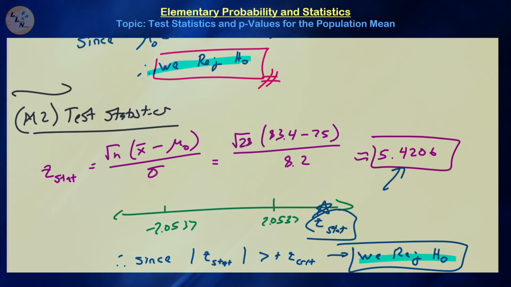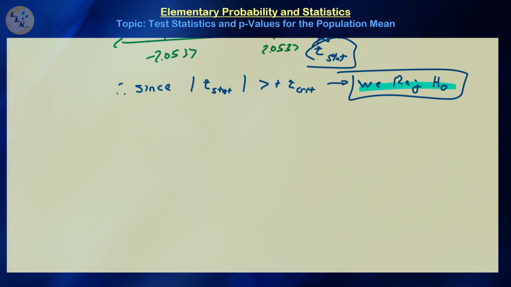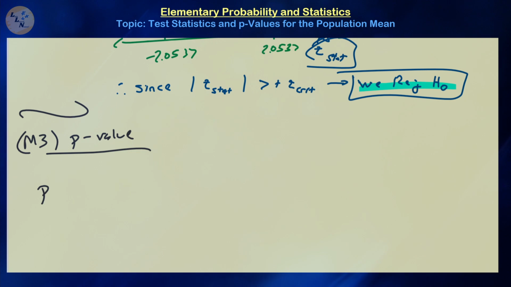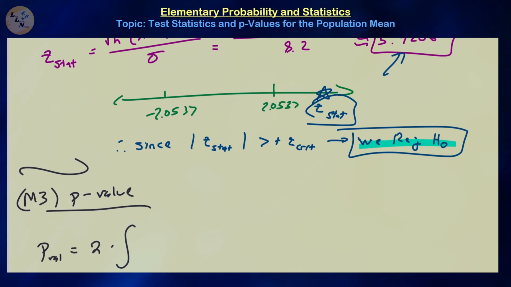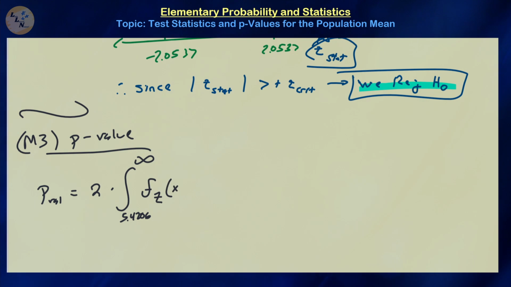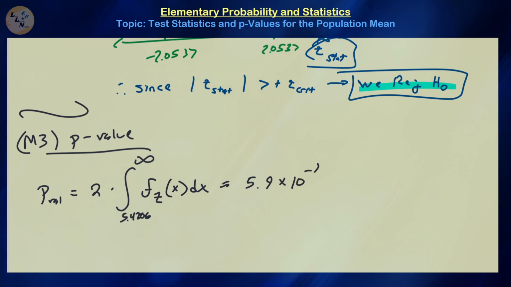So what about for p-values? Will we also get the same conclusion if we approach this from the p-value perspective? Take a guess. So the p-value is going to be equal to 2 times the integral of our test statistic, which was 5.4206, that's the positive one, so we're going to be integrating to infinity. This is a z distribution, so that's going to be our standard normal distribution. And that's going to come out to approximately 5.9 times 10 to the minus 8, right? So that's a very, very small number.